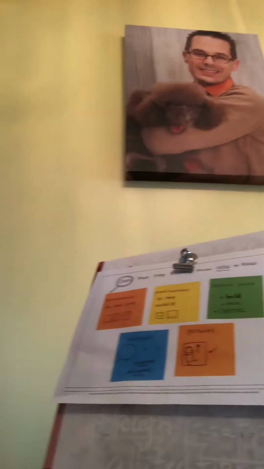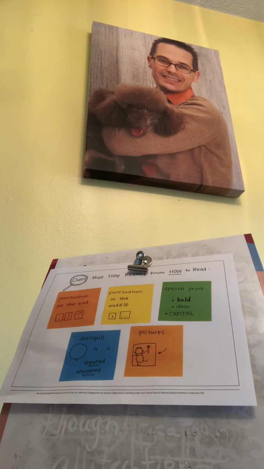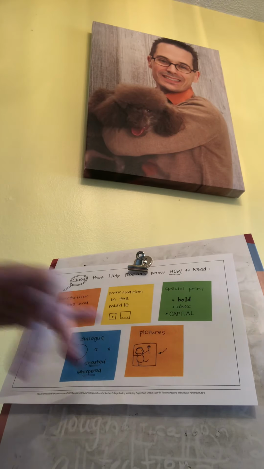So last time we talked about using the clues that the author leaves to know how to read the story. For example, the punctuation at the end, the punctuation in the middle, special print, the dialogue tags, and of course the pictures. And this chart is attached to the lesson. It's also under reading tools.